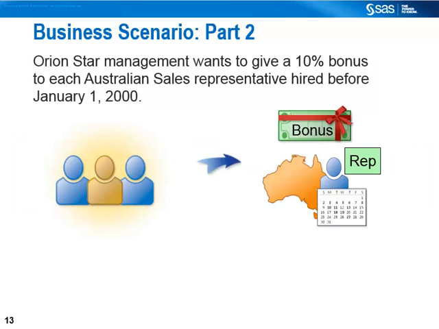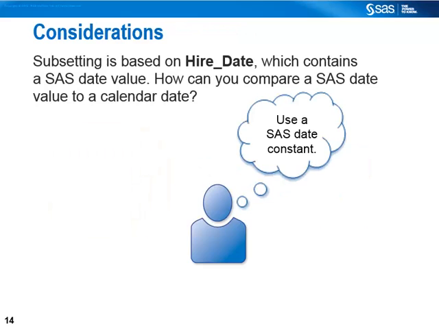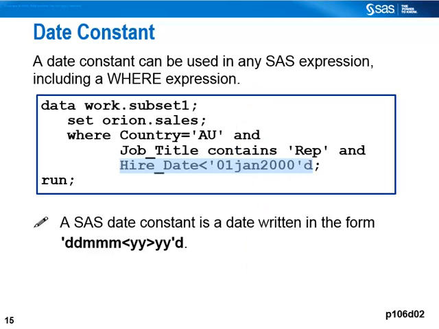Business scenario part 2. Orion management wants to give a 10% bonus to each Australian sales representative hired before January 1st, 2000. Our consideration is that subsetting is based on hire date, which contains a SAS date value. How can you compare a SAS date value to a calendar date? We use a date constant. A date constant can be used in any SAS expression, including a where expression.